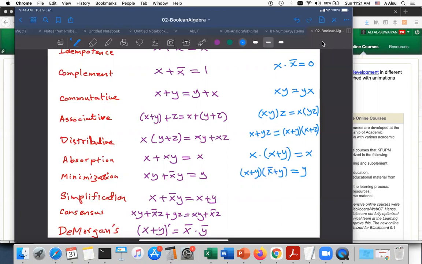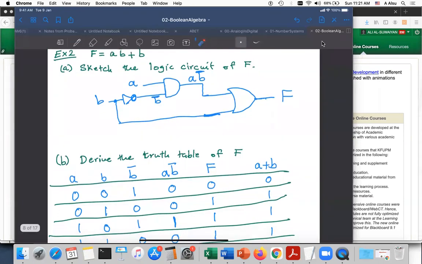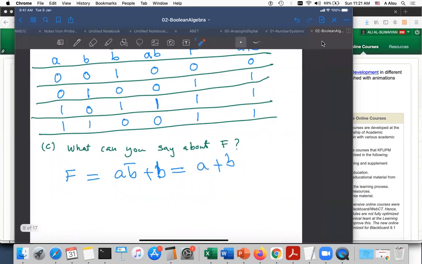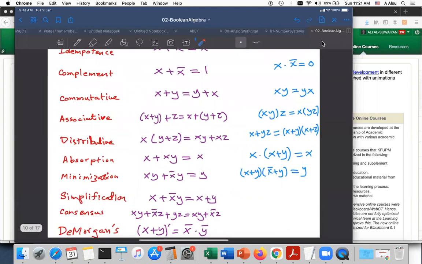Now the simplification rule, okay, we have seen it in an example. So remember this example here. This one here, A, B complement ORed with B, we proved that this is nothing but A or B, okay? This is the simplification rule, and we can prove it easily, as we will see next, okay?